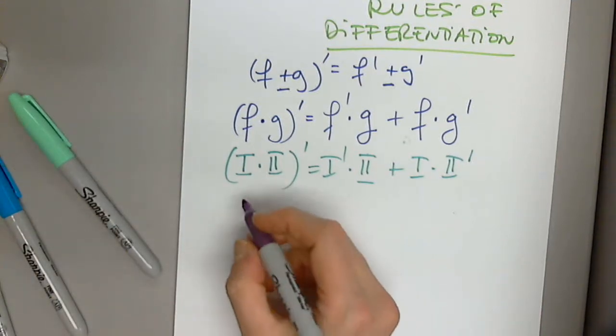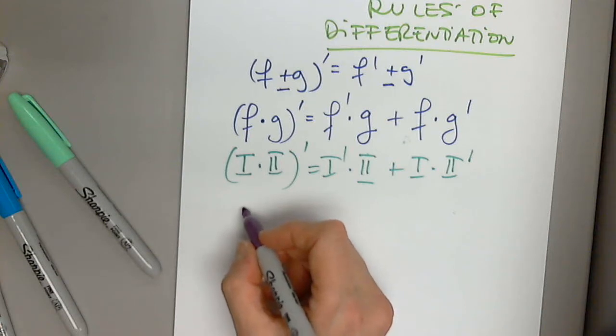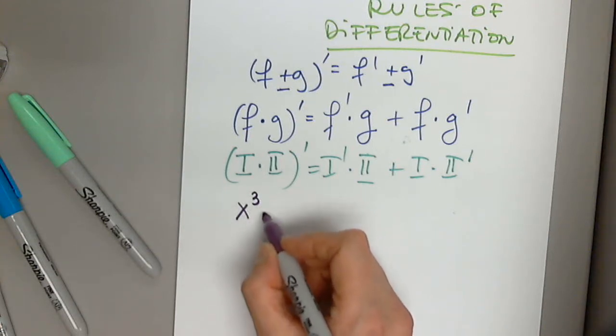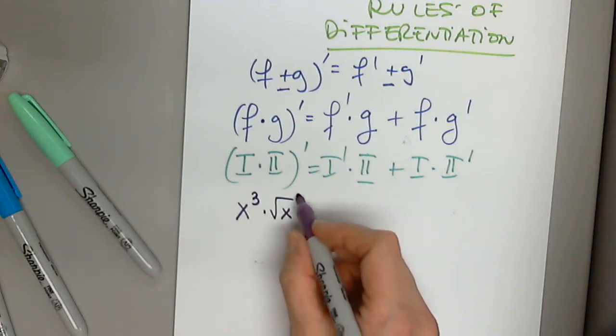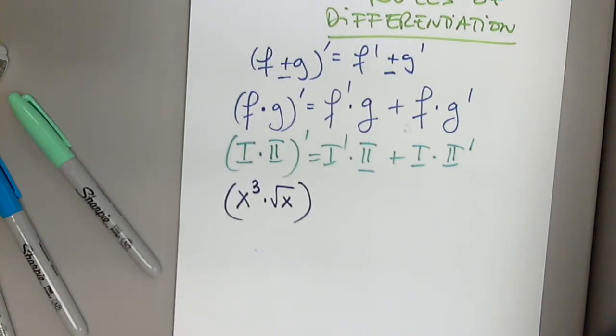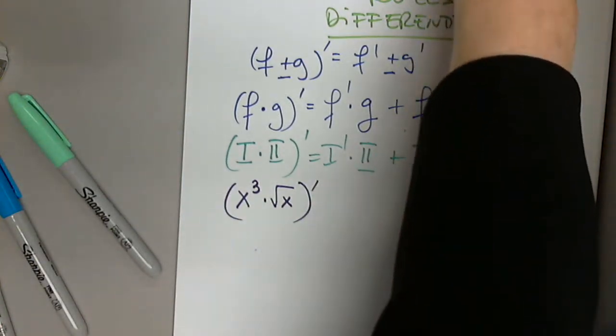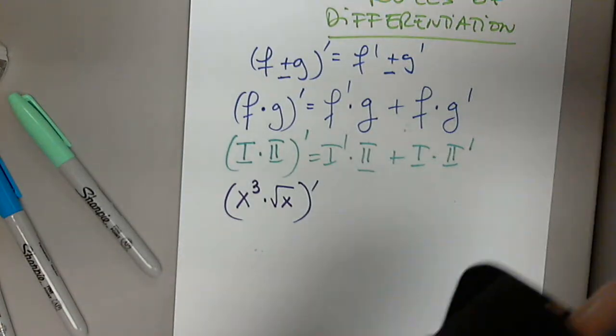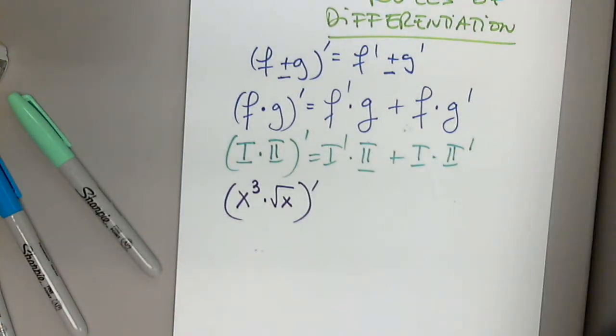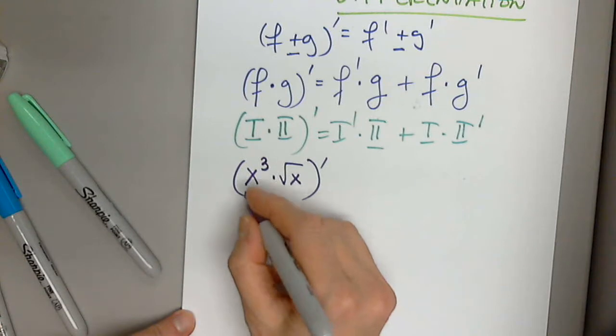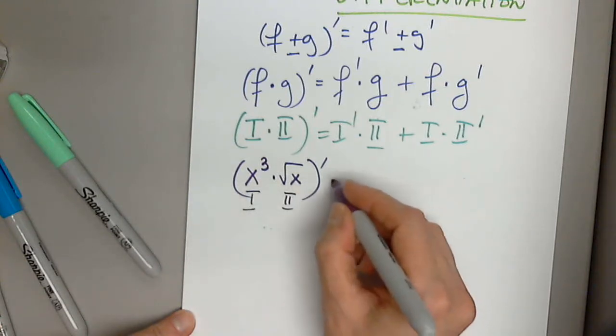So let's say I have x to the third times the square root of x. There are several ways here, but I want to illustrate the product rule. This is not the only way. And for this particular function, I would not particularly use the product rule. I would change the square root into x to the 1/2, and add 3 to 1/2. But let's say these are two functions. Let's illustrate. Function 1, function 2.